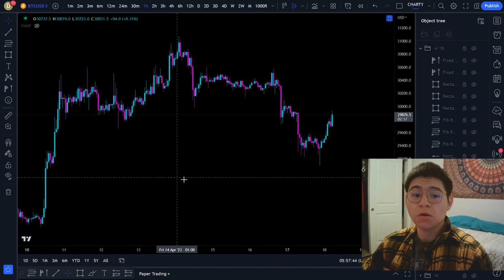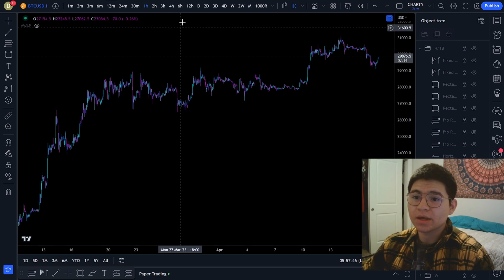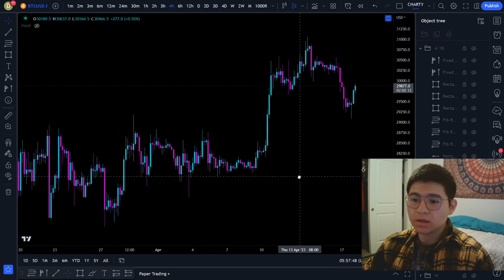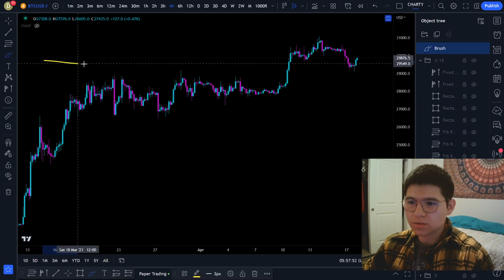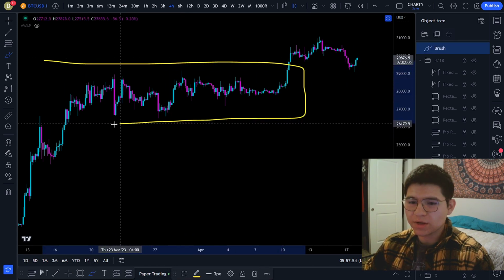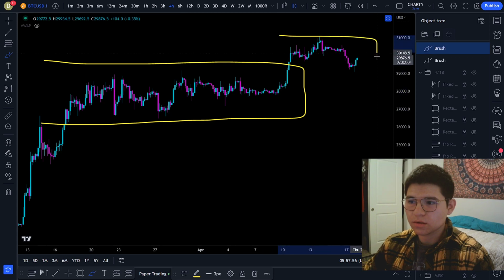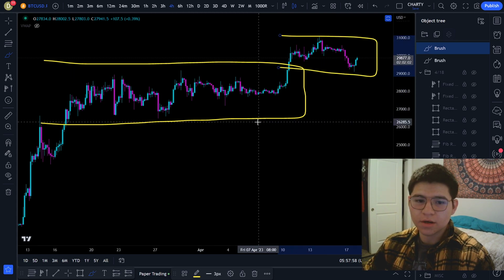As far as Bitcoin, I went into the 4 hour, and I was looking at this. This is looking very interesting, the fact that it looks like we have two ranges right here that I'm looking to trade.